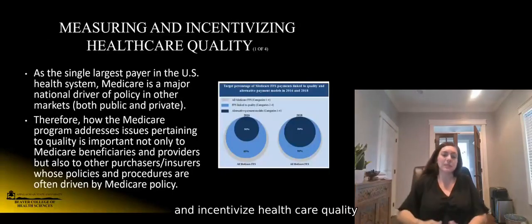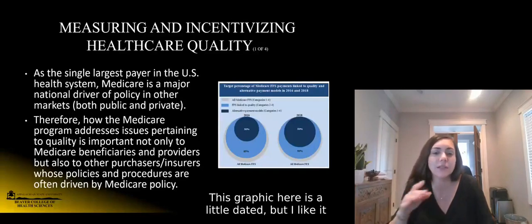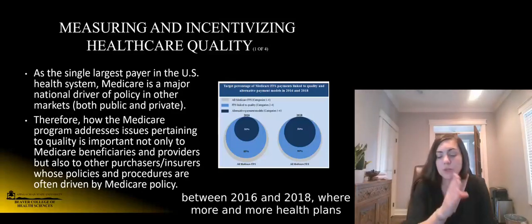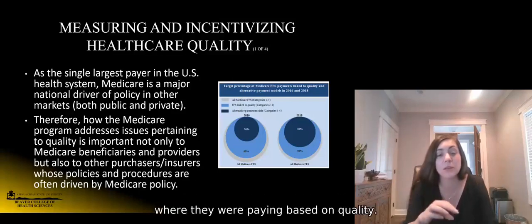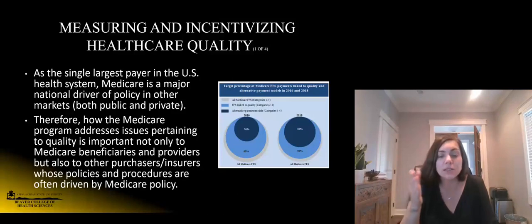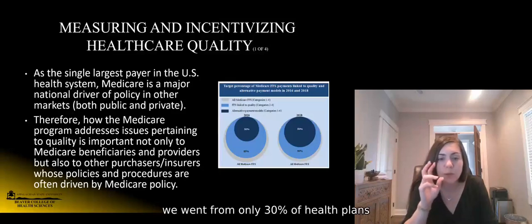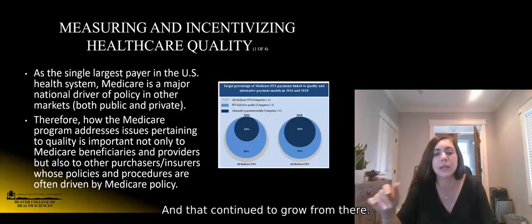Now, there's a lot of ways that we measure and incentivize healthcare quality in the United States healthcare system. This graphic here is a little dated, but I like it because it shows this major change that happened between 2016 and 2018, where more and more health plans started implementing some sort of alternative payment model where they were paying based on quality. And so you'll notice in one span of 2 years, we went from only 30% of health plans using some sort of alternative payment model to 50%. And that continued to grow from there.